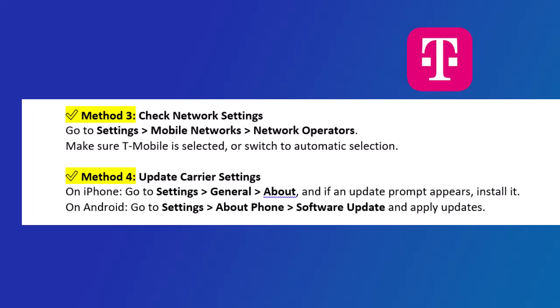Method 4. Update carrier settings. On iPhone, go to Settings, General, then About, and if an update prompt appears, install it. On Android, go to Settings, About Phone, Software Update, and Apply Updates.